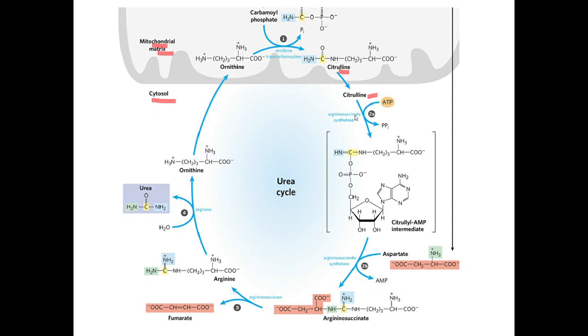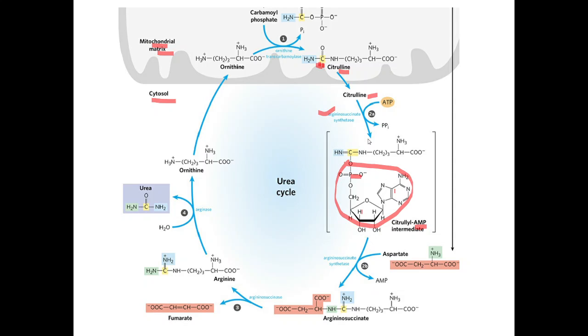Next, with the help of ATP and the arginosuccinate synthetase enzyme, we get citrulline AMP. This is a citrulline molecule, and the AMP portion of the ATP gets attached here. Adenosine monophosphate, with adenine, a pentose sugar and one phosphate, gets attached to the citrulline. So this is the citrulline AMP intermediate.